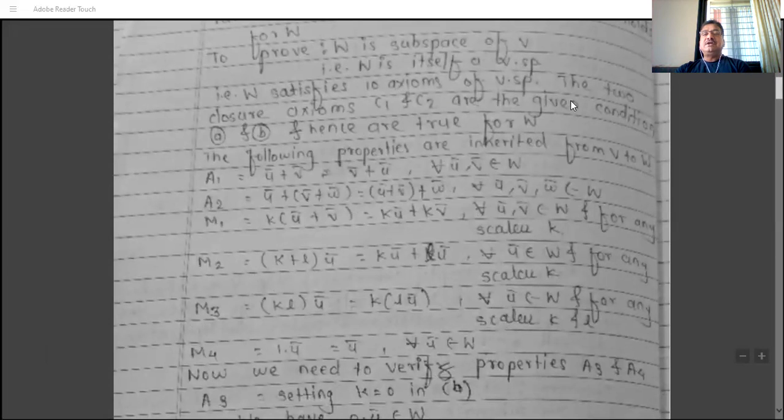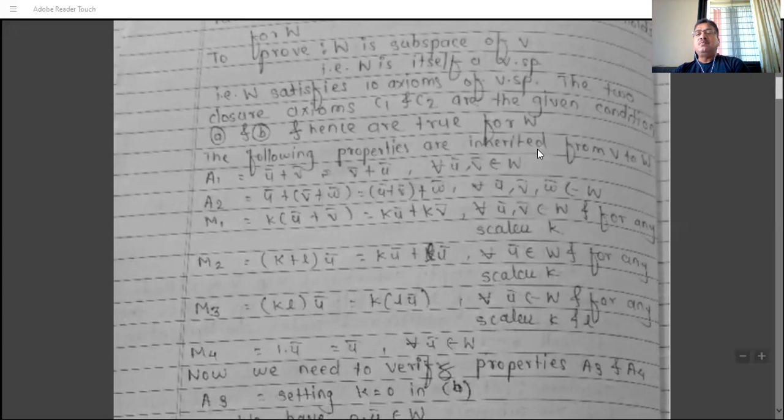So W satisfies the two closure axioms C1 and C2, which are the given conditions A and B, and hence are true for W. Now we have to show the remaining 8 properties. What are they? The properties A1, A2, A3, A4, and M1, M2, M3, M4. The following properties are inherited from V to W, so no need to prove these properties. These are inherited from V to W.